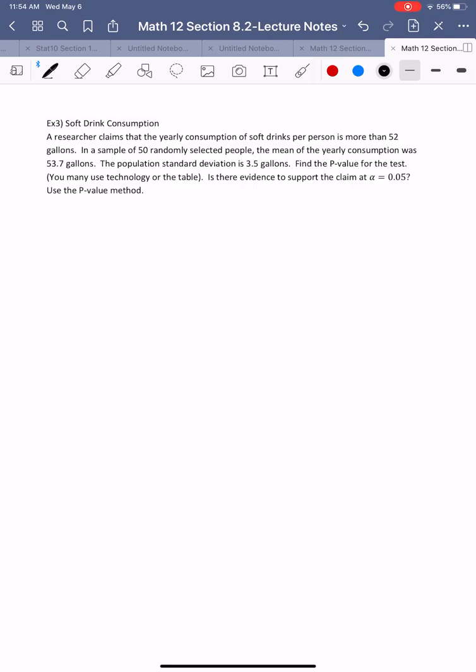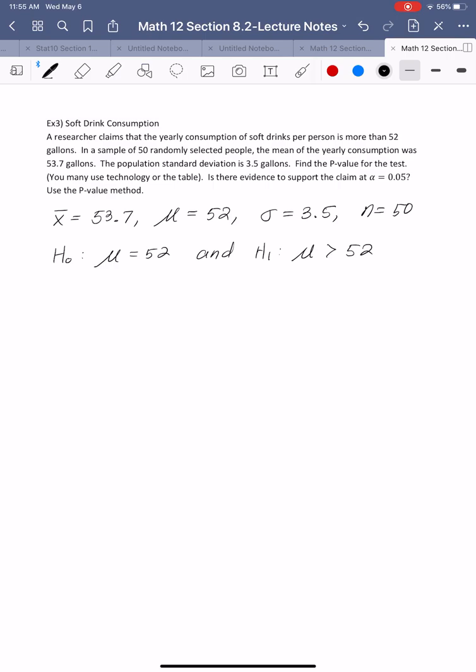First of all, we still need to find the test statistic. So x bar is 53.7, mu is 52, sigma is 3.5, and n is 50 selected people. State the null hypothesis: mu is 52, and the alternative hypothesis: mu is greater than 52. Alpha is 0.05, and this is a right-tail test.